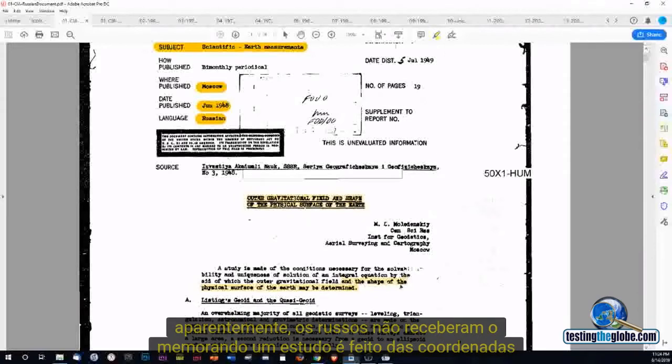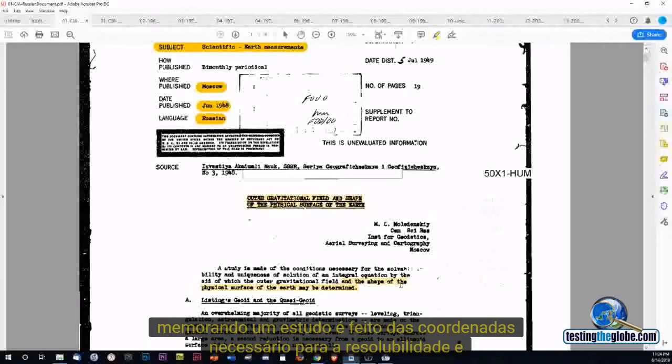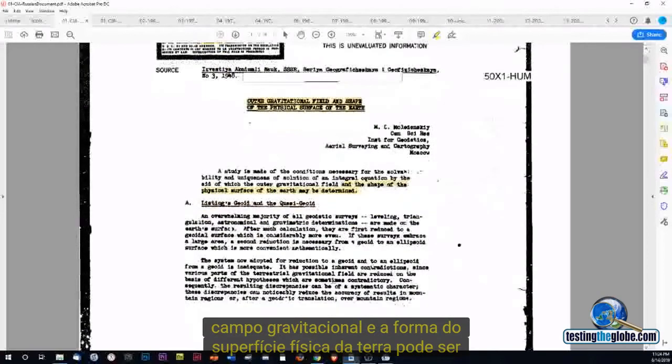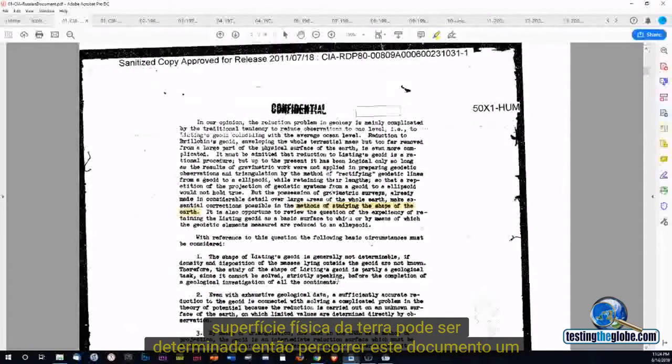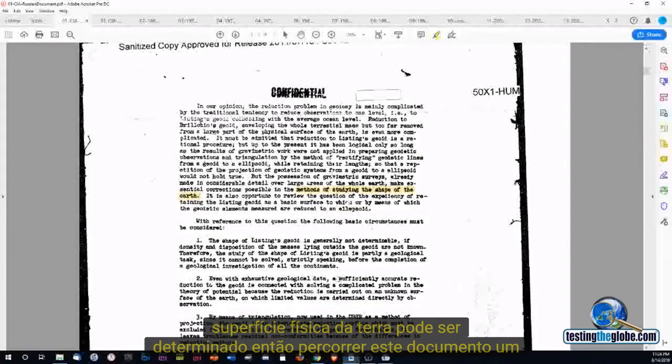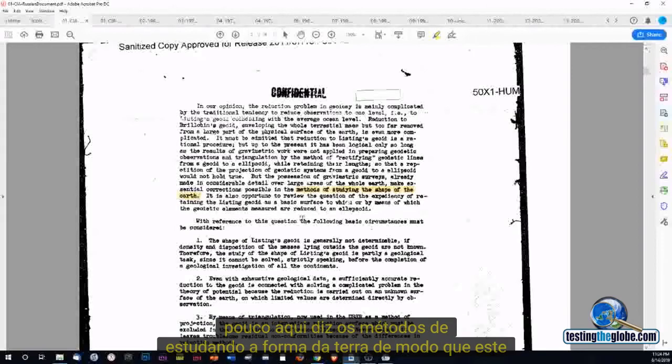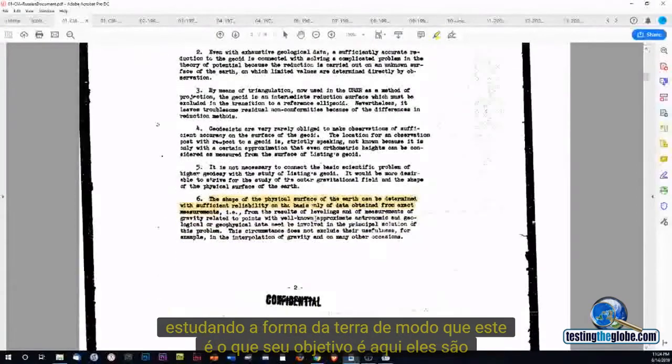A study is made of the coordinates necessary for the solvability and uniqueness of solution of an integral equation by the aid of which the outer gravitational field and the shape of the physical surface of the Earth may be determined. So we go through this document a little bit here. It says the methods of studying the shape of the Earth. So this is what their goal is here. They're outlining some of that.